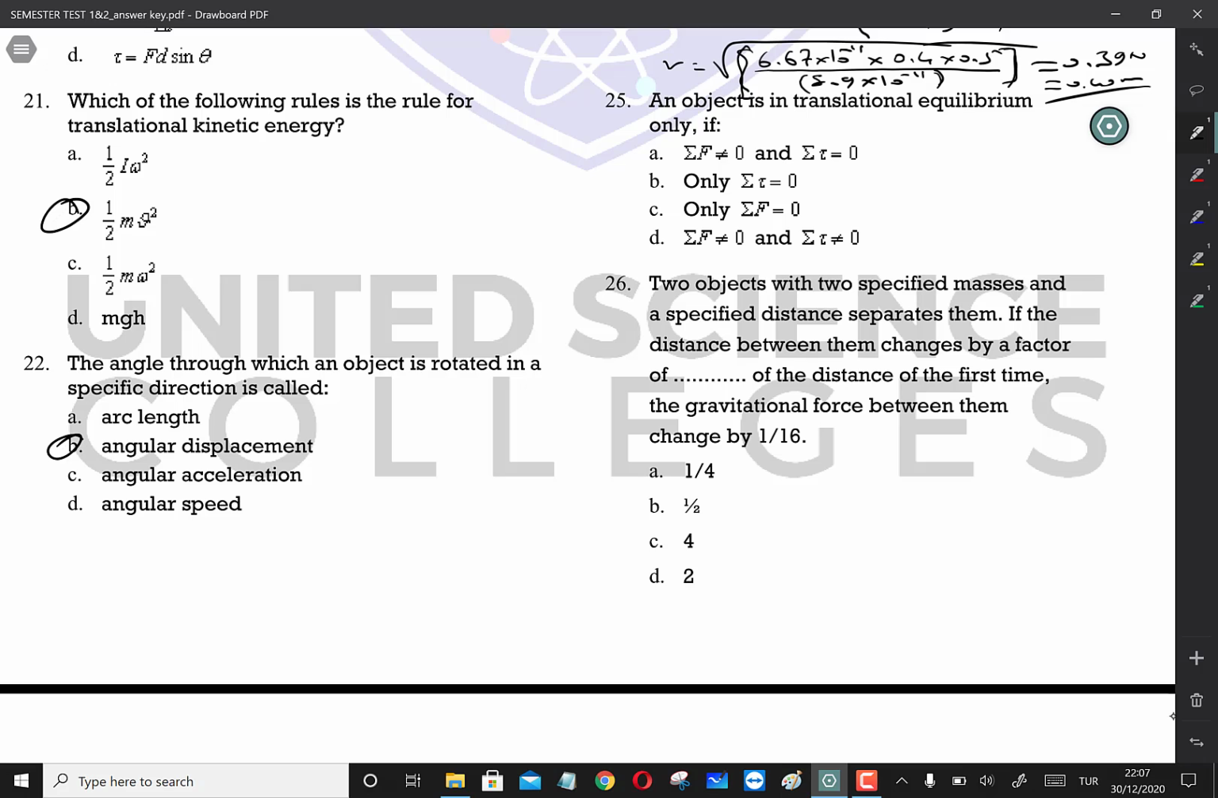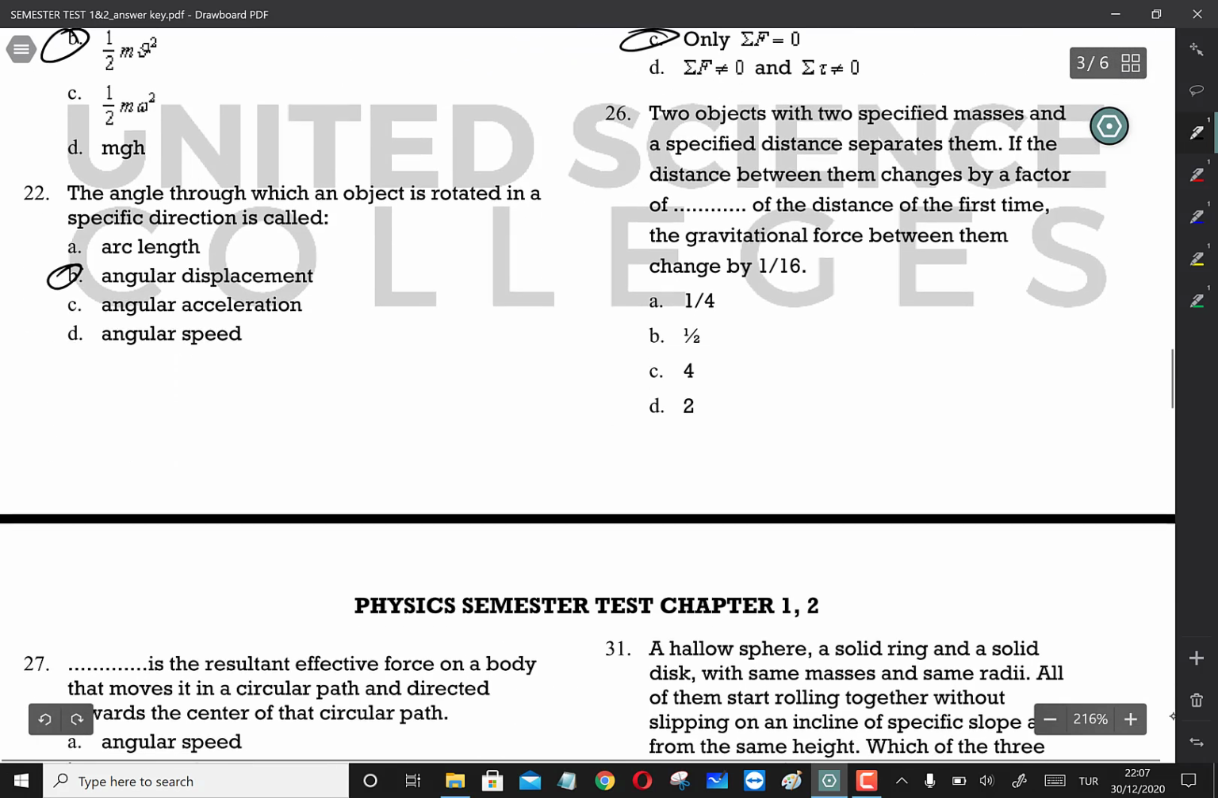An object is in translational equilibrium only if, by the translational equilibrium condition, the net force acting on the object is equal to 0. So only the net force acting on the object must be equal to 0.